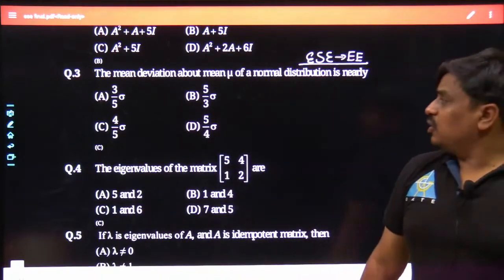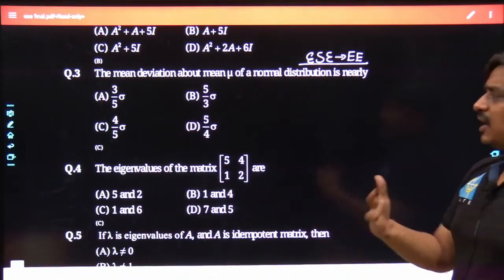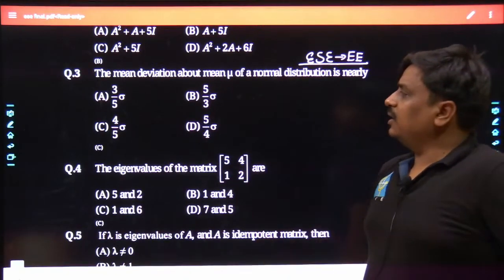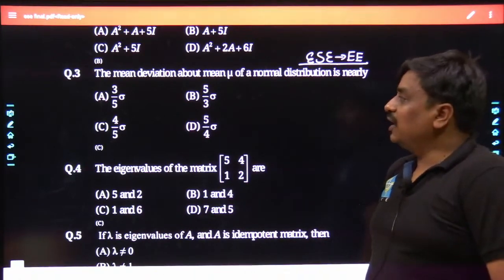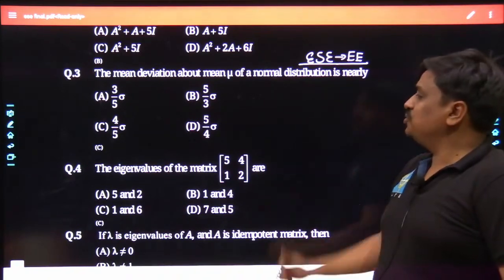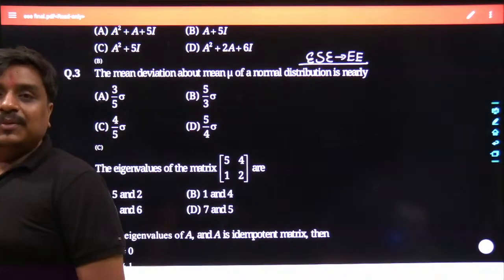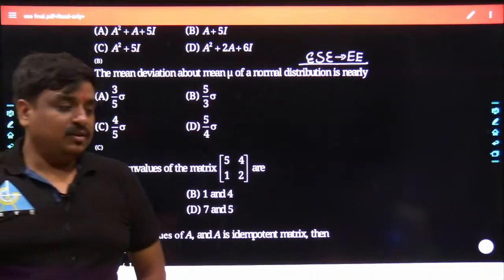Anyways, probably I would not be taking this problem in today's video, but still I will try to have a little bit of analysis over this problem. Tell me, how will you calculate this problem? The mean deviation about the mean mu of a normal distribution is nearly. Anyways, whenever you discuss the mean, basically you are focusing on the expectation.